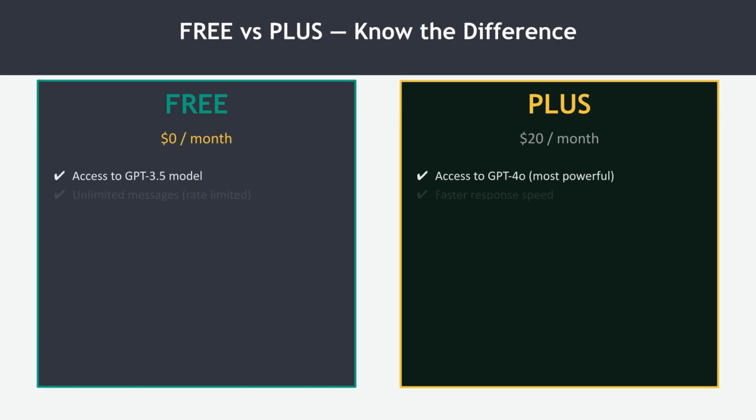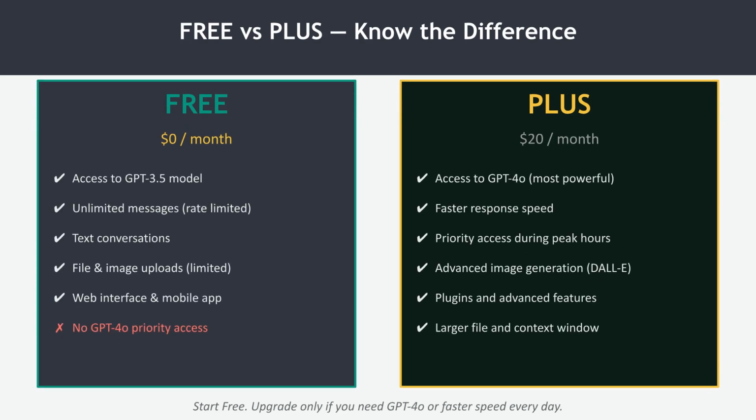The free plan uses GPT 3.5 and offers unlimited, rate-limited messages. The Plus plan costs $20 a month and provides access to the powerful GPT 4o model, faster speeds, and priority access. Start with the free plan and only upgrade if you need GPT 4o daily.